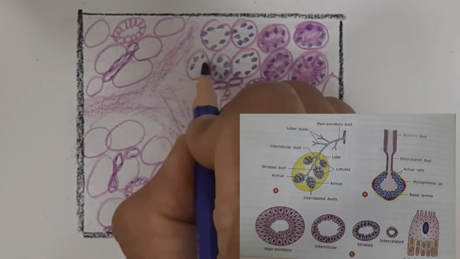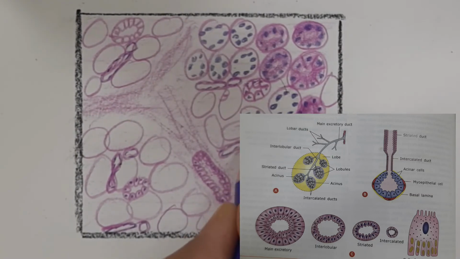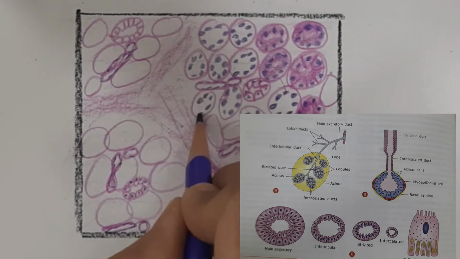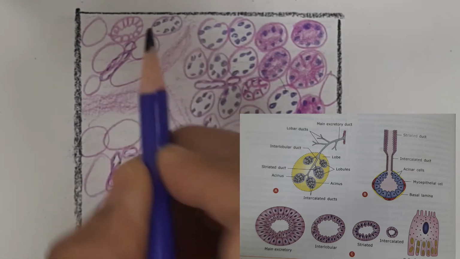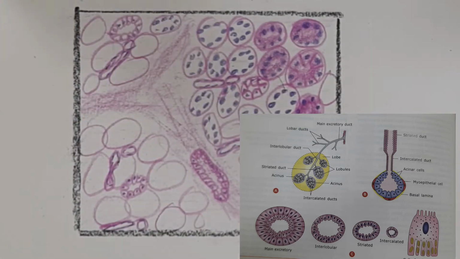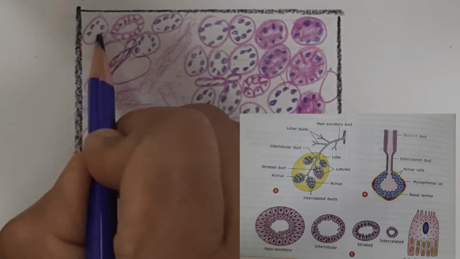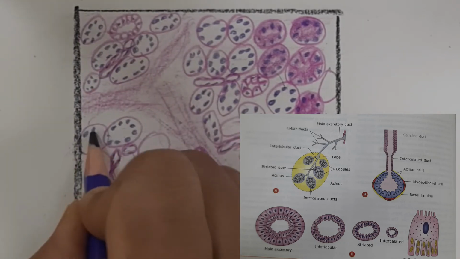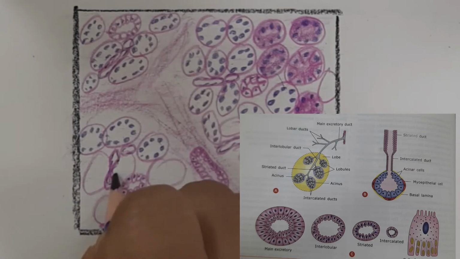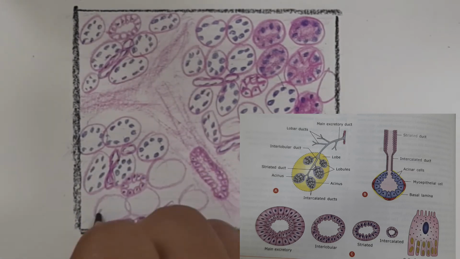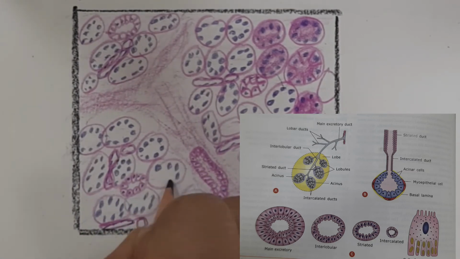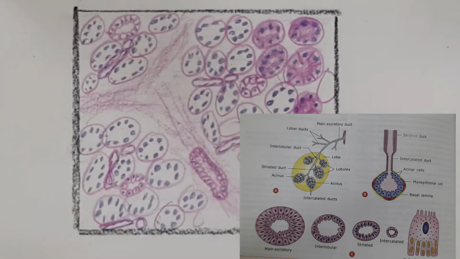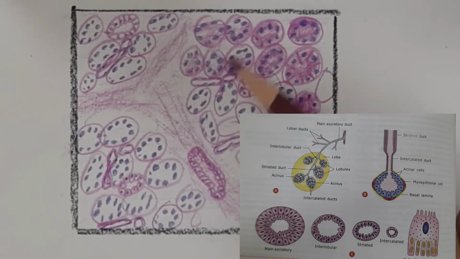Three types of glands are present in our body: the salivary gland is a serous gland, mucous gland and mixed gland. The parotid gland is an example of the serous gland. Pure serous acini are present in the parotid gland. Here we are drawing the slide of the parotid gland, the serous gland.